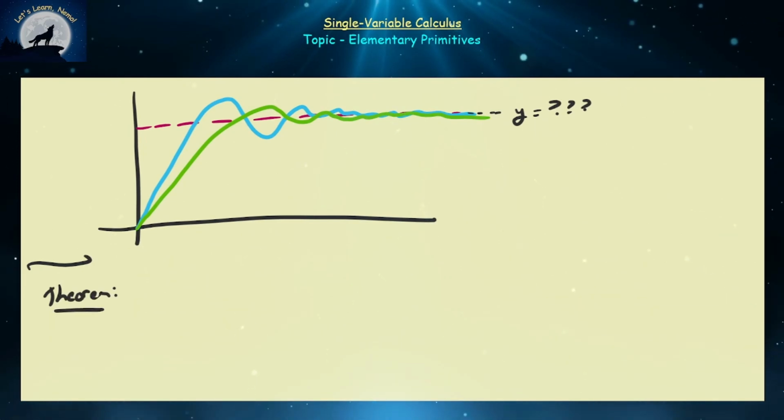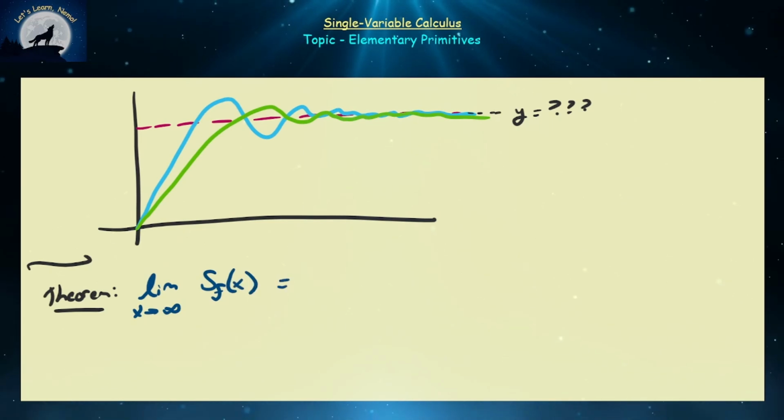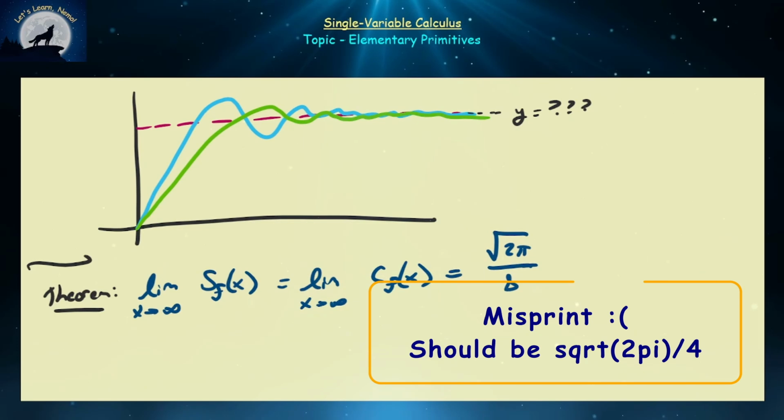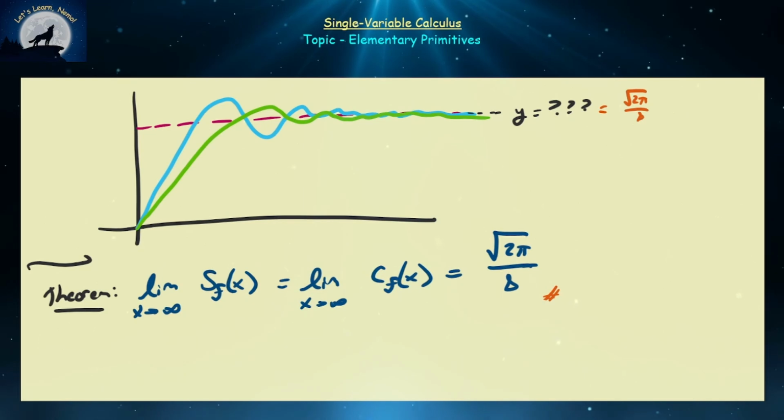Now, this exercise is, I guess, slightly difficult. It depends on what skills you know. But it says the following. The limit as x approaches infinity of the Fresnel sine of x is equal to the limit as x approaches infinity of the Fresnel cosine of x. And both of them are actually equal to the square root of 2 pi divided by 8. So the square root of 2 pi over 8. This is actually a very interesting looking number. But that's what this little horizontal asymptote is equal to. So that's actually pretty fun.